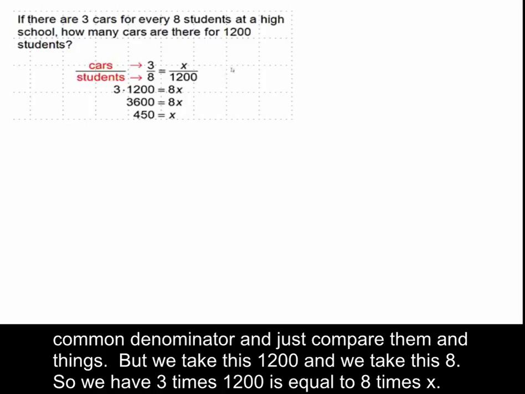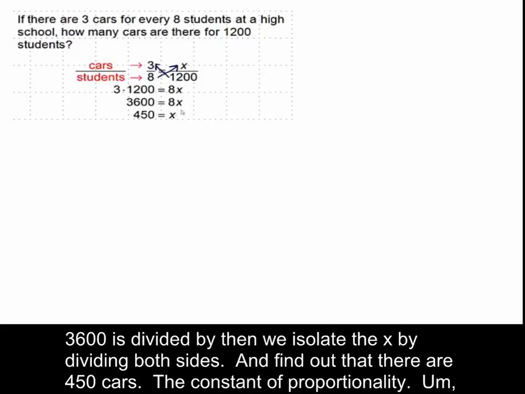We could find a common denominator and just compare them, but we take this 1200 and we take this 8. So we have 3 times 1200 is equal to 8 times x. 3600 is divided by 8, and then we isolate the x by dividing both sides and find out that there are 450 cars.